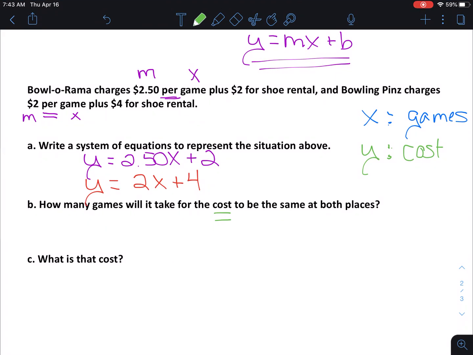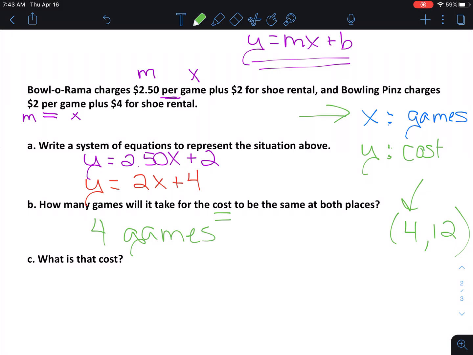Okay, so let's write that down. This is not our answer yet. We have to figure out what goes where. So we have 4, 12. Let's look at what part B says. It says, how many games will it take for the cost to be the same at both places? They're saying how many games. Remember, we wrote up here, games is x. So how many games will it take? Well, x is 4. So we're going to write that here, 4 games.